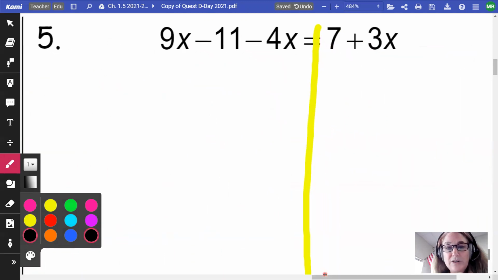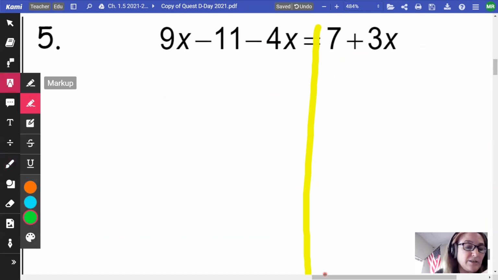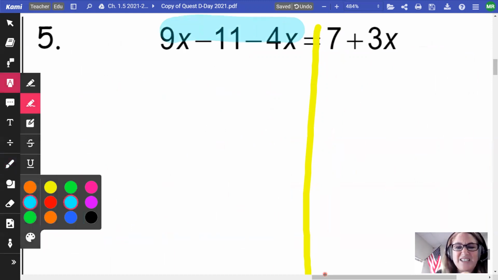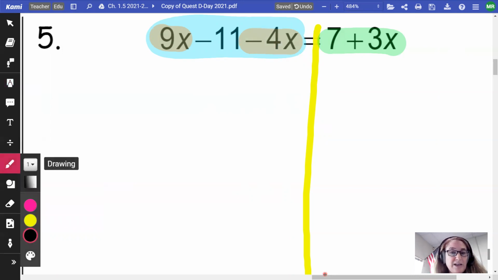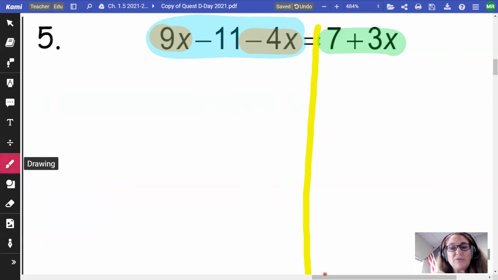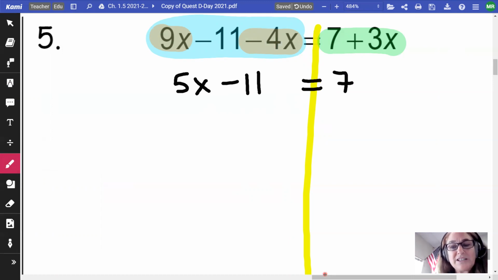Okay, on 5. So on this one, what you want to notice is I have a lot of stuff over here on this side of the equal. Now I have some stuff on this side, but we're looking to see, do we have like things? In the blue side, I have some like things. I have a 9x and a -4x. So those I can actually combine. And so that 9x minus 4x is going to be a 5x. That just cleans up to a 5x minus 11.